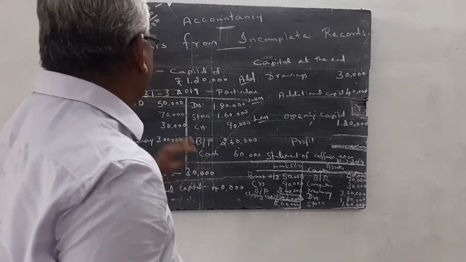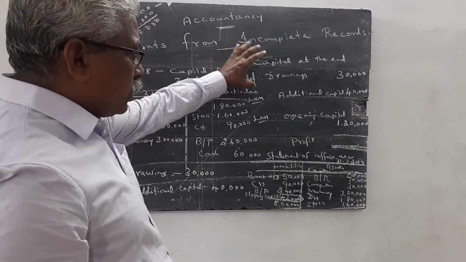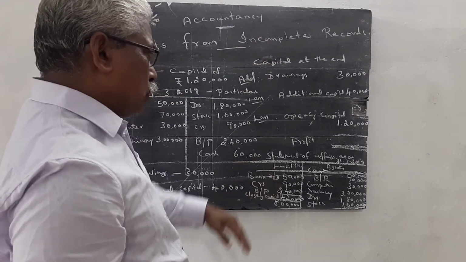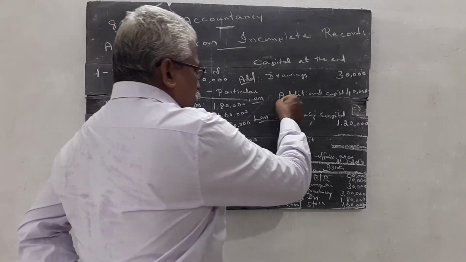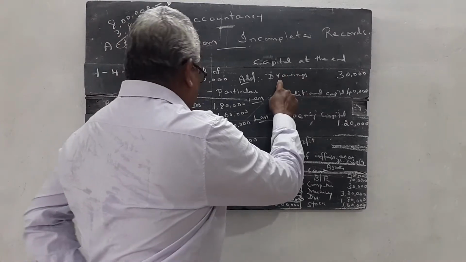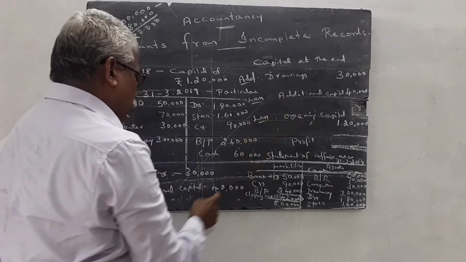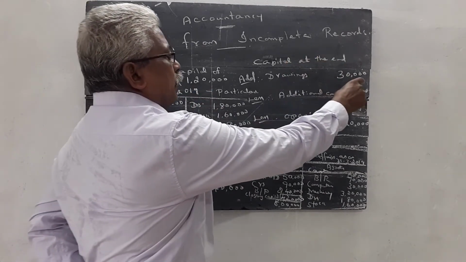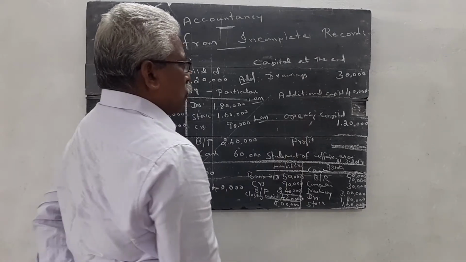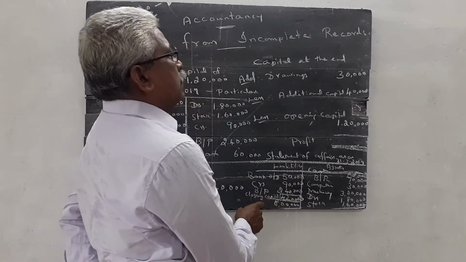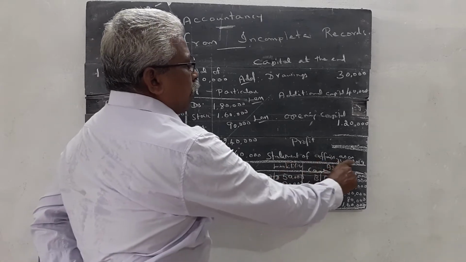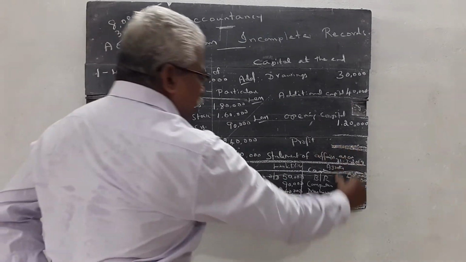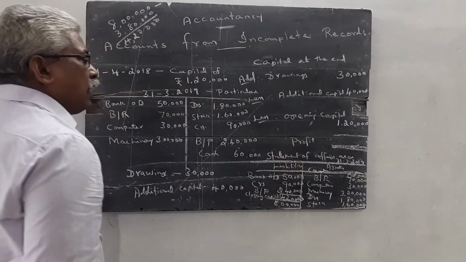Once again, first we prepare the statement showing profit or loss. To write the statement, we need capital at the end. Drawings is given in the question, additional capital is given, opening capital is also given. So entire information is given except capital at the end. So to know the capital at the end, we have to prepare the statement of affairs as of 31/3/2019. All the assets are entered on the right hand side, all the liabilities on the left hand side.